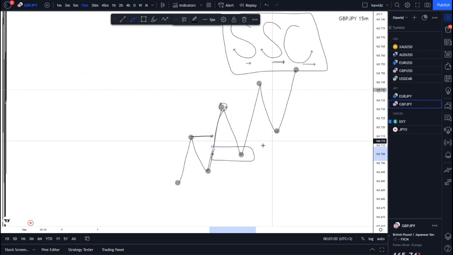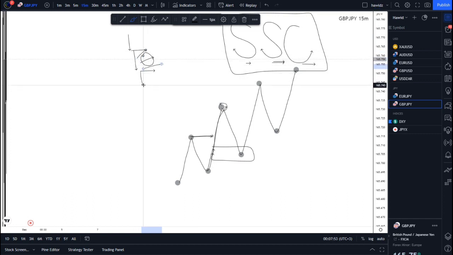Once you have spotted that S&D zone, which is characterized by inefficiencies, firstly, it has to be unmitigated. When you're talking about mitigation, it's the fulfillment of candles. Let's say you have candle one, then candle two, and then candle three. The gap from this close to this open, this gap in between here, is the unmitigated part of price.